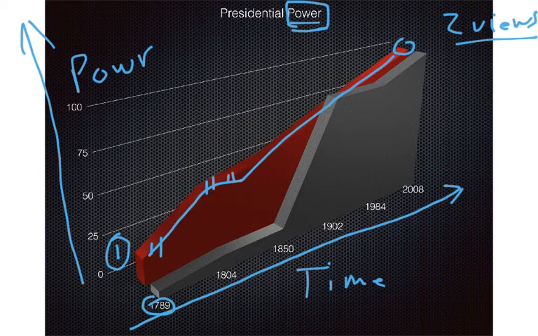Now, the second view says that presidents had a relatively even amount of power, and then there's this huge jump, there's a bump, and then they have relatively even amounts of power. We call this second view the modern presidency theory.